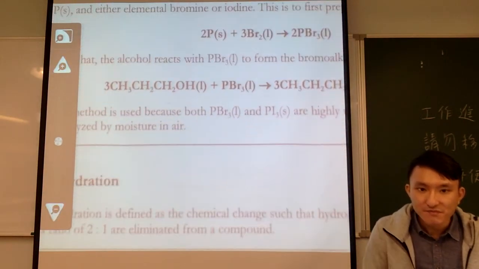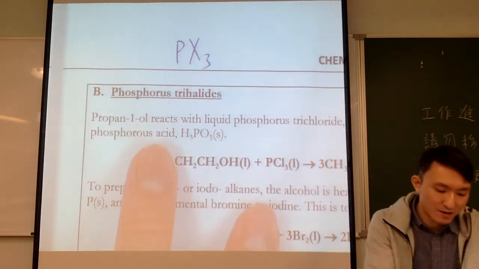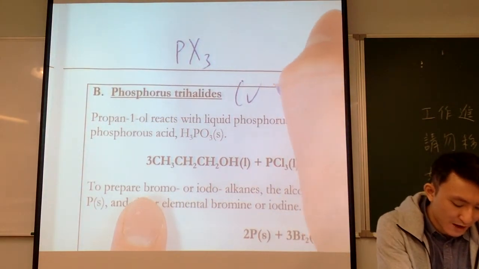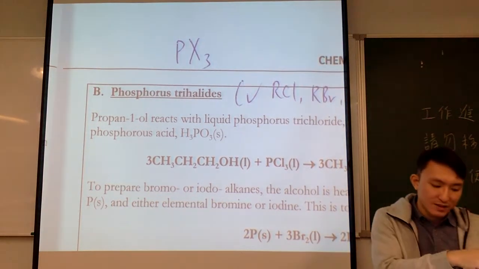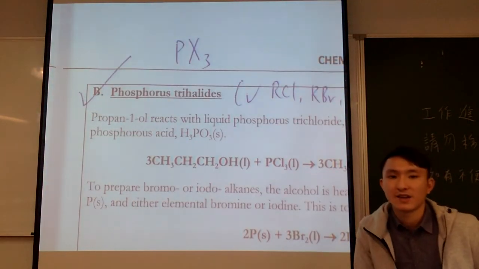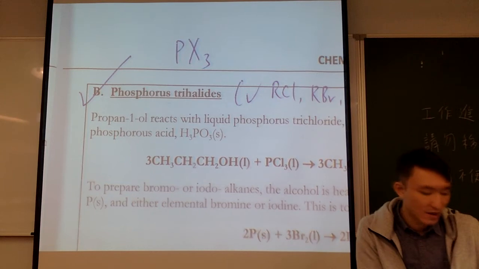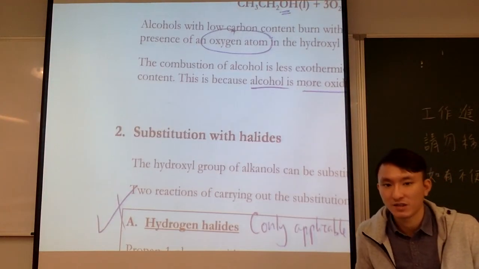Alright. So, right here, you see this method is applicable for RCl, RBr, and RI. So actually, we have two choices. For me, I suggest this one, okay? This one is more versatile. This one, not so much, okay? But you need to know both.